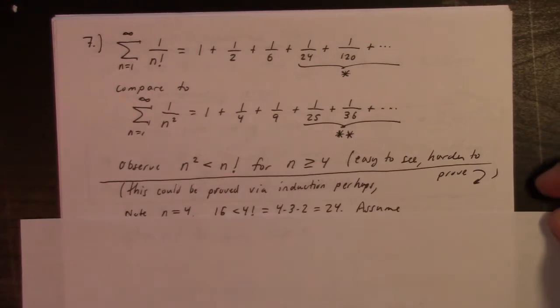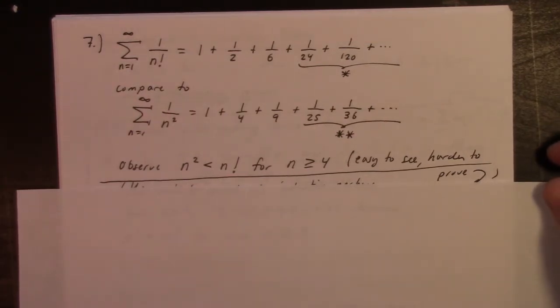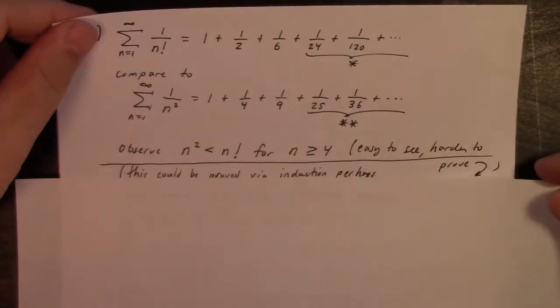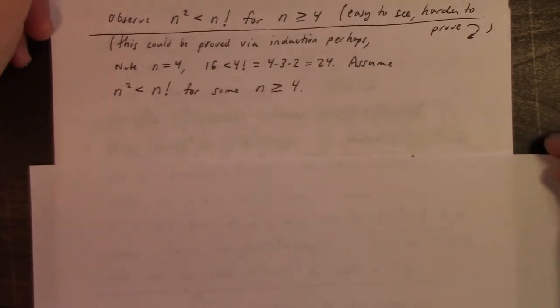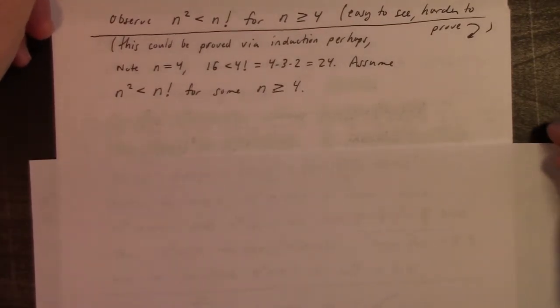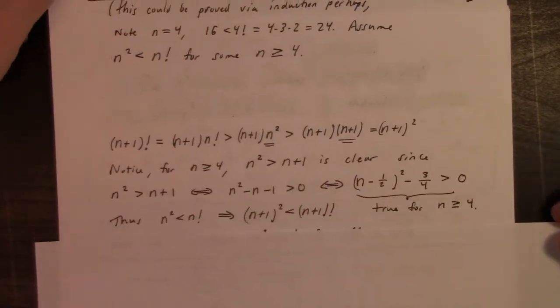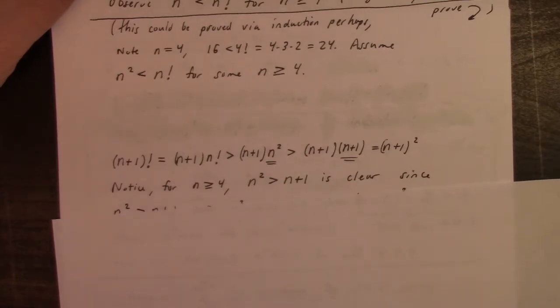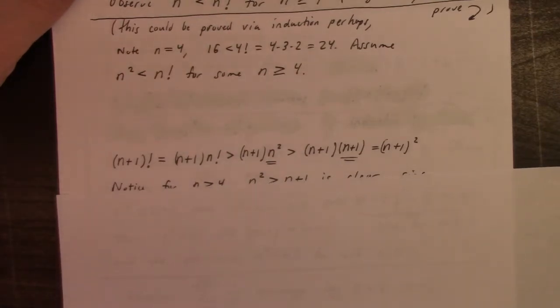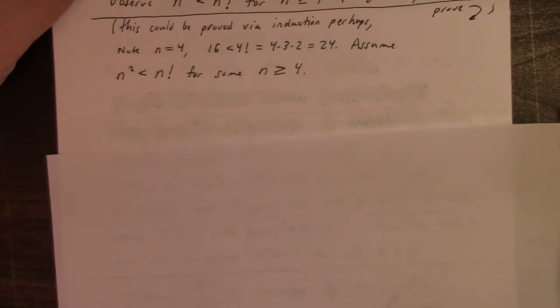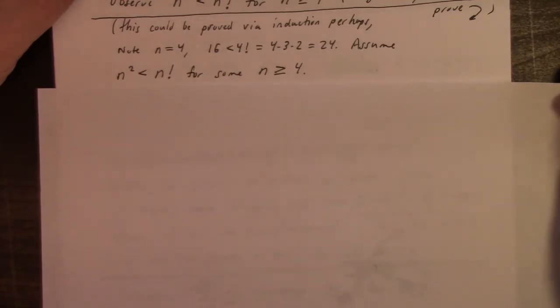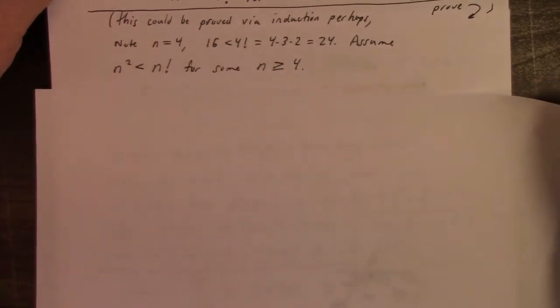All right, so you can see that n squared is less than n factorial for n greater than or equal to 4. It's easy to see, but harder to prove. It could be proved by induction, perhaps. Well, for n equals 4, we get 16 is less than 24. Suppose inductively that n squared is less than n factorial for some n greater than or equal to 4.